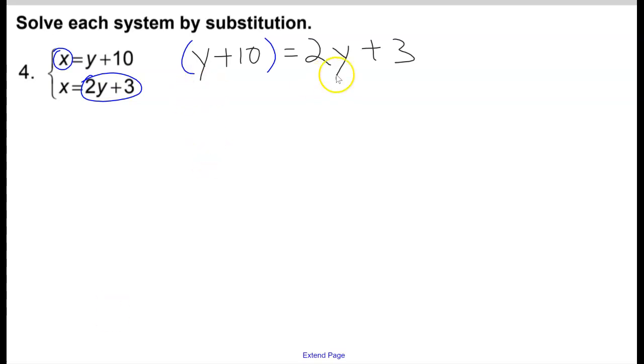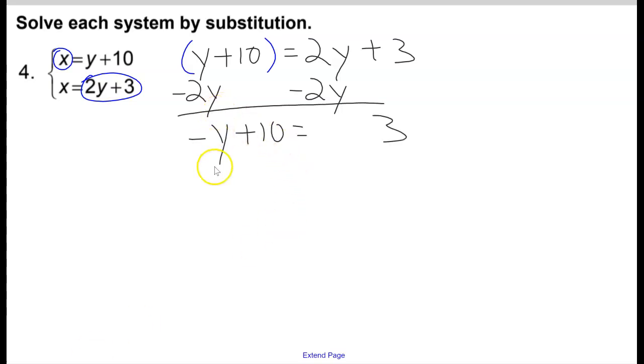I've got variables on both sides, constants on both sides, so we move the letters to the left. Y minus 2y. Different signs, find the difference. 2 minus 1 is 1. Keep it negative because the 2 is bigger. Move the number to the right. Instead of adding 10, subtract 10.